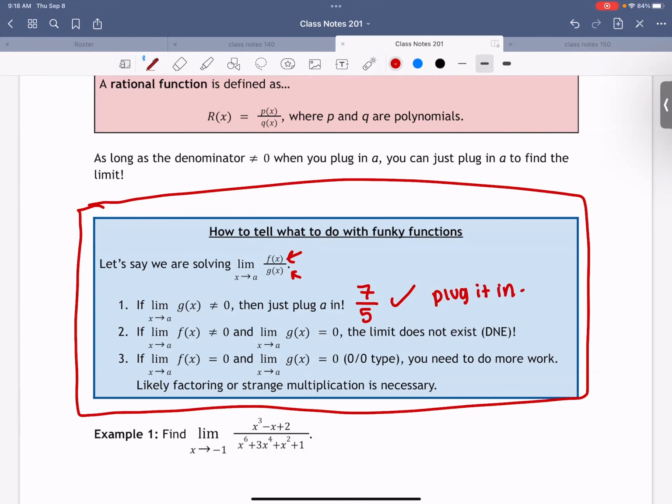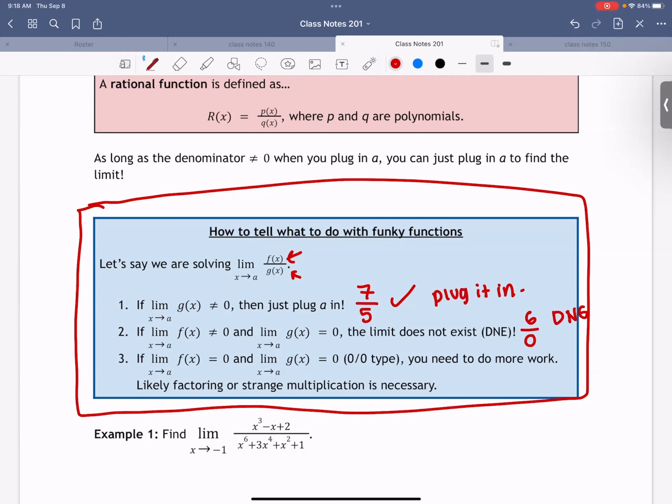2, if you get something like 6/0. F is non-zero, so you have 6 or -2, something that isn't 0, and the bottom is equal to 0. The limit does not exist. So all you have to do for your answer is say does not exist.